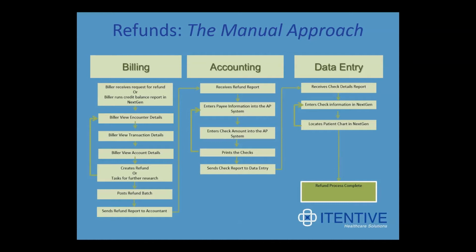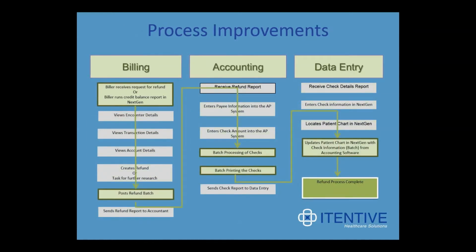So Refund Manager will take that data out of NextGen and put it into your accounting system for you. So we see the new and improved process here with the slide that just came up, which shows with the arrows that go across the boxes where we've streamlined and automated the steps in the refund process. So in the billing column, you can see a number of those steps get skipped now, and we're going to see that as we get into the Refund Manager itself.